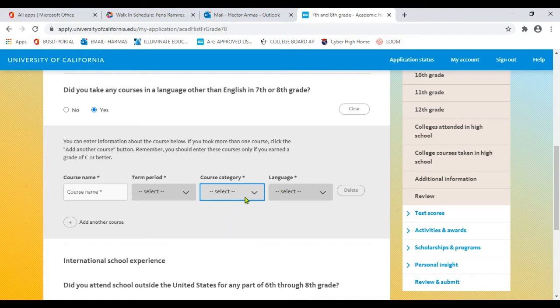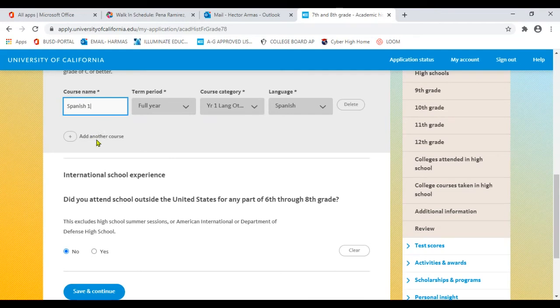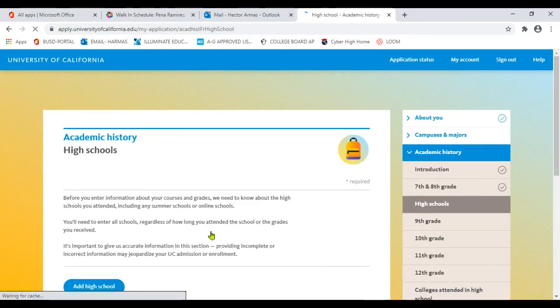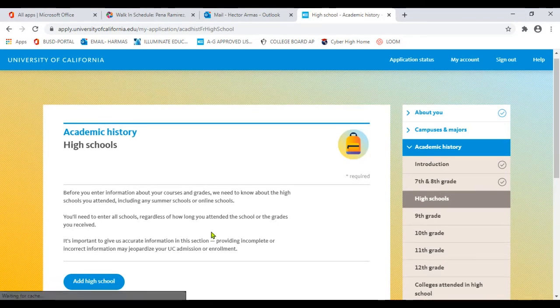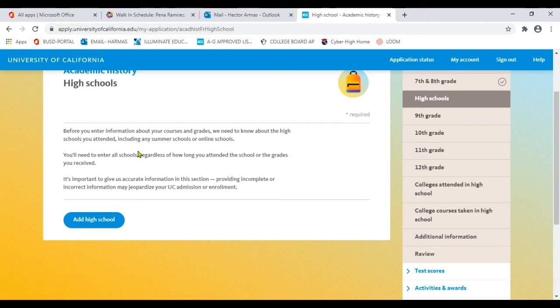So for example, let's assume that you took a Spanish class at Torch, and you come over here and you say, I took Spanish. It was equivalent to 1 year. It was a full year course, and the name of the course was Spanish 1. And if you have another course that you took, you add another course. So in this case, I'm just going to save and continue. And now it takes me to my academic history. So that 7th and 8th grade information is going to be stored. And when you review all of your application, you're going to see that Spanish class reflected on there.